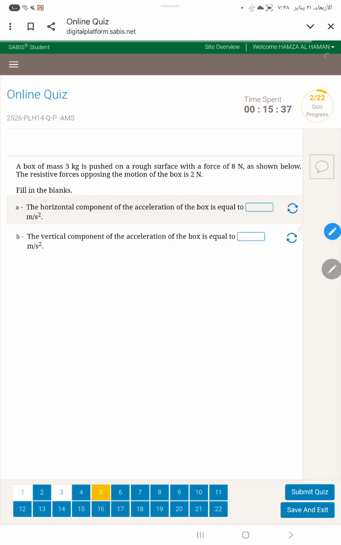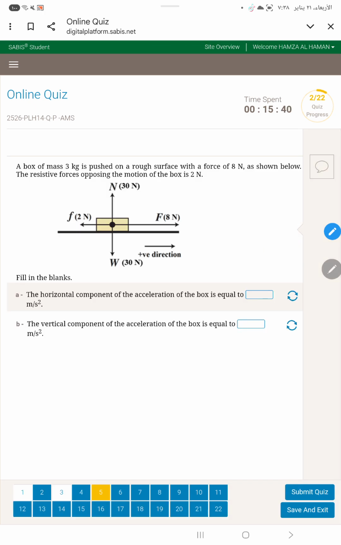Question number 5. A box of mass 3 kilograms is pushed on a rough surface with a force of 8 newtons as shown below. The resistive force opposing the motion of the box is 2 newton. Fill in the blanks. The horizontal component of the acceleration of the box is equal to what amount? Here we apply Newton's second law of motion.